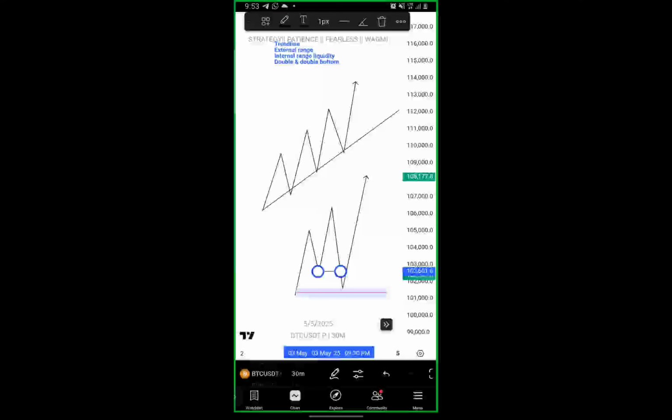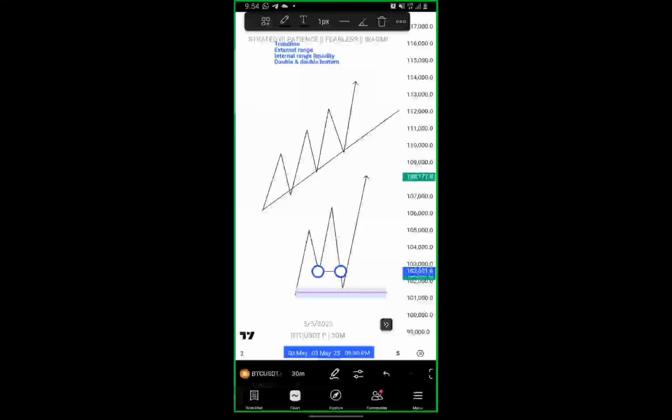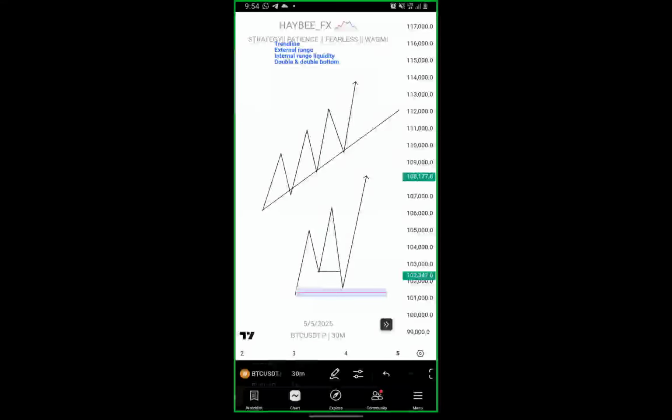So we call this one internal liquidity, you understand? They are liquidity close to your POI.